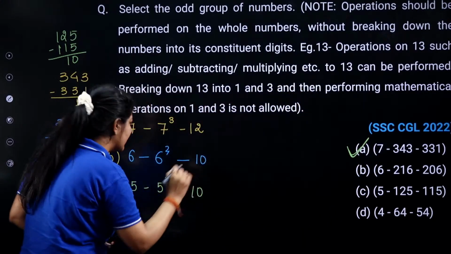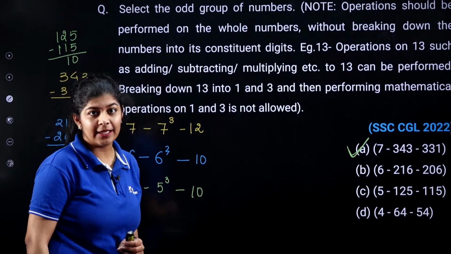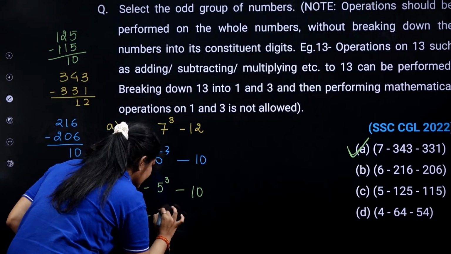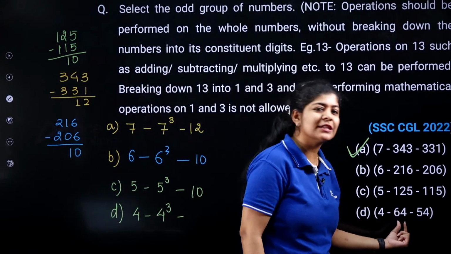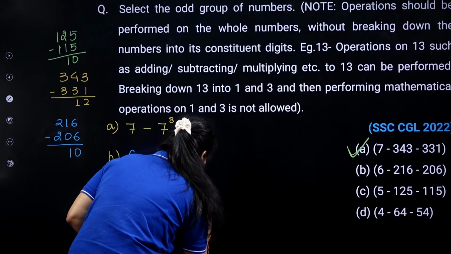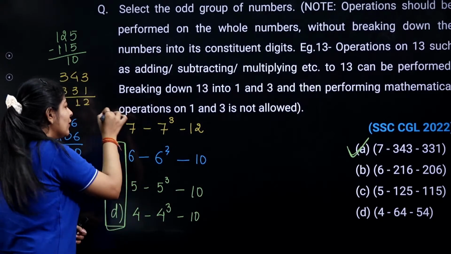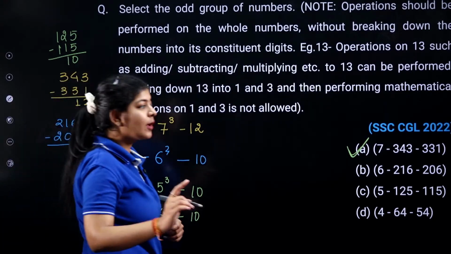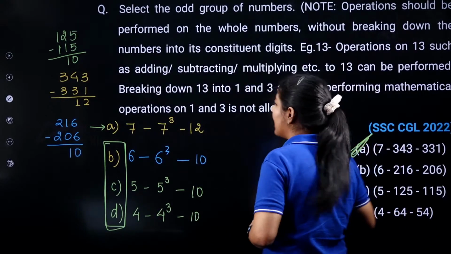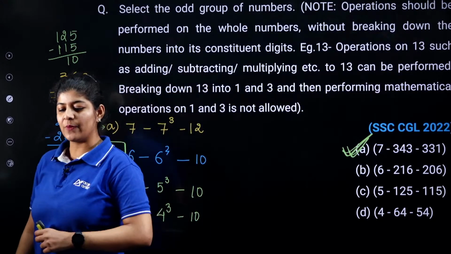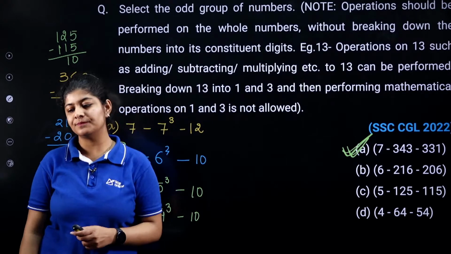But we need to check option D as well. 4. What is the cube of 4? That is nothing but 64. So 4 here, and 4 cubed. And if I subtract 54 from 64, I am getting 10. So I can say that options B, C and D will make a group, but option A is not following the property of that particular group, and that's why option A is our odd one out. Is it clear? Okay.